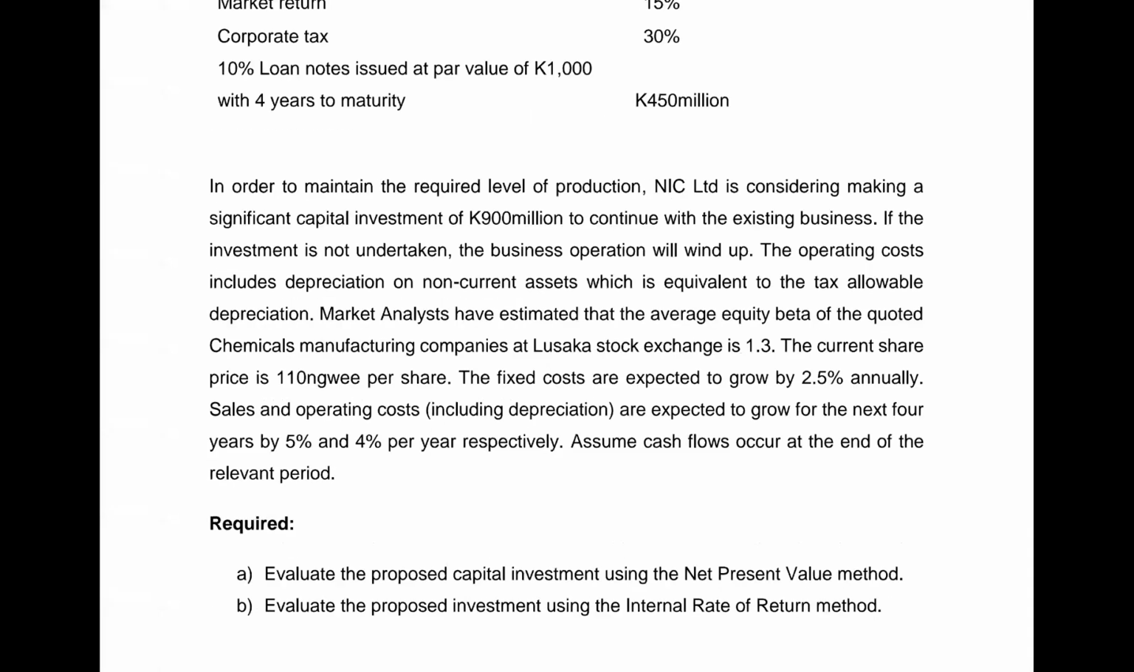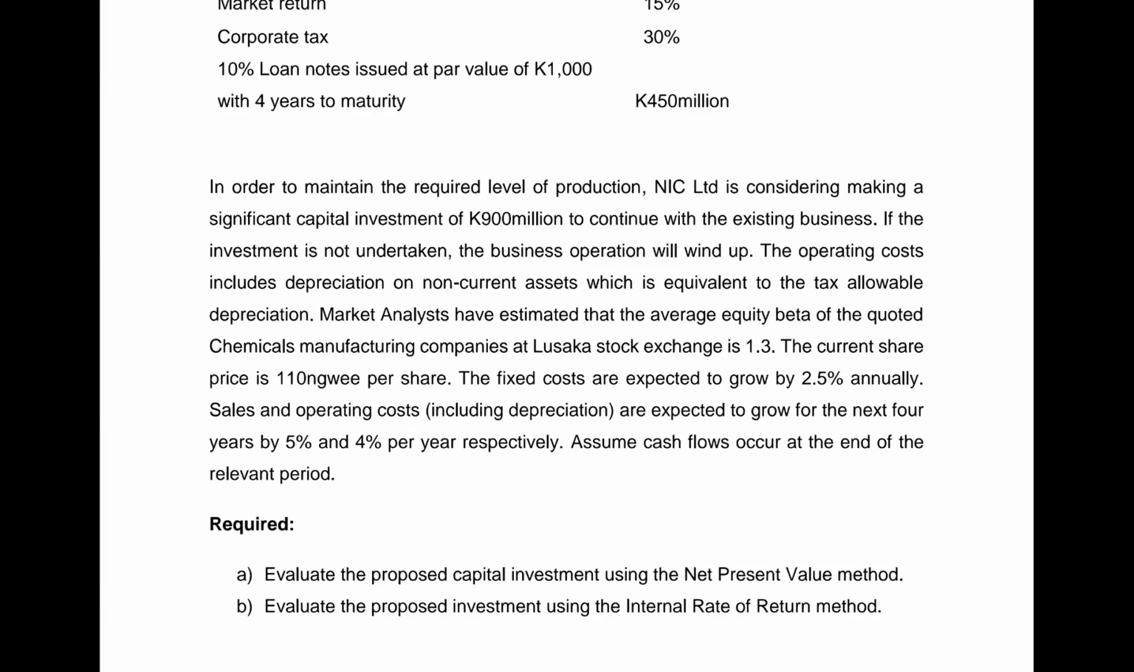Now, in order to maintain the required level of production, the company is considering making a significant capital investment of 900 million. They want to invest 900 million. Now, if the company does not take this, then the business will just close.